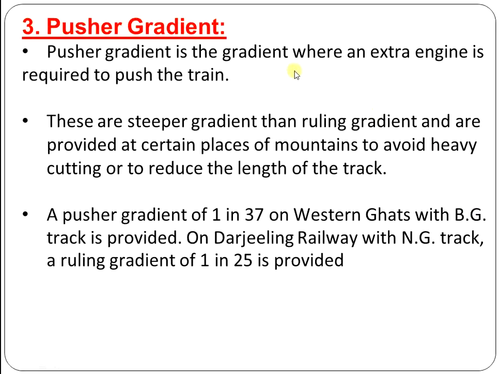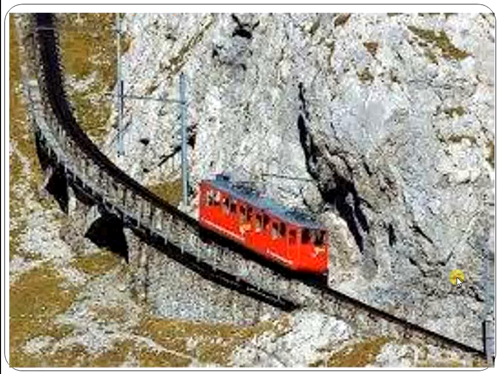Next one is the pusher gradient. The pusher gradient is the gradient where an extra engine is required to push the train. These are steeper gradients than rolling gradients and are provided at certain places of mountains to avoid heavy cutting or to reduce the length of the track. The pusher gradient is often 1 in 37 on Western Ghats with broad gauge track. On Darjeeling Railway with narrow gauge track, a pusher gradient of 1 in 25 is provided.